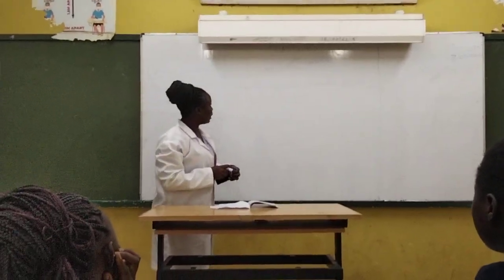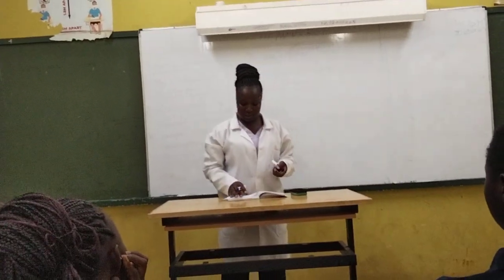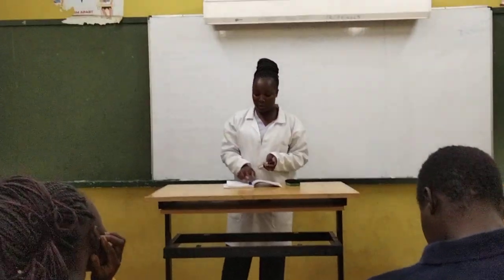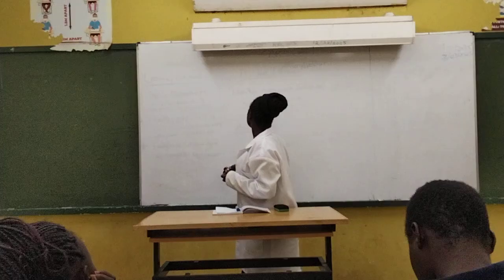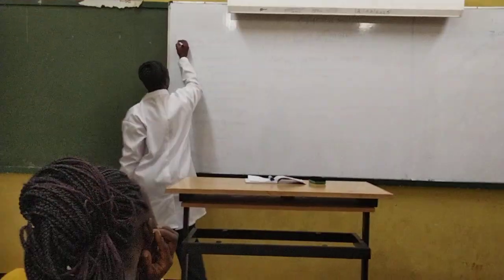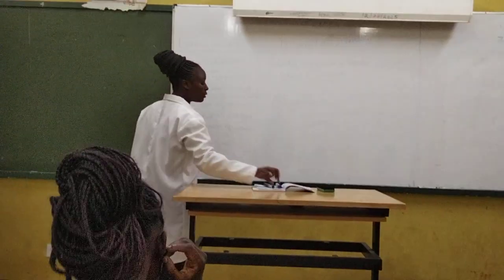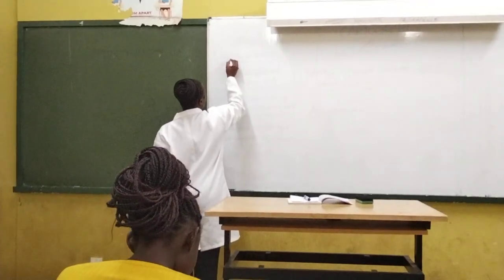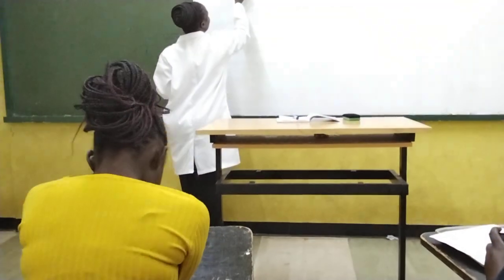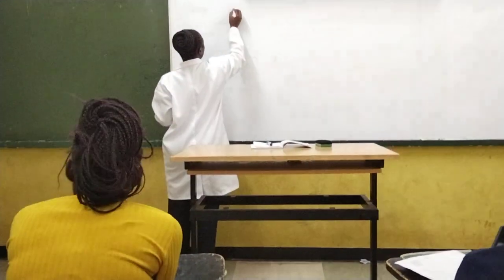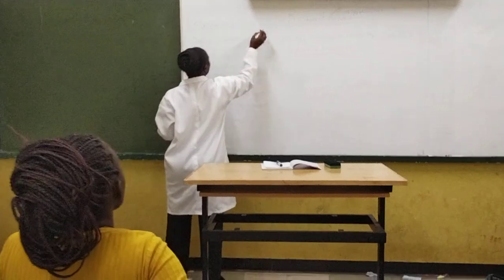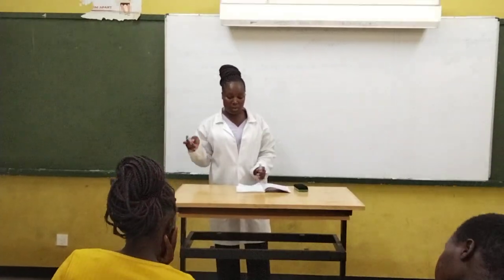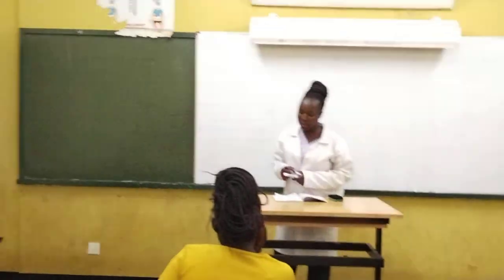Before we go to map compilation, let's take a small review of what we did the other time. We talked about maps and plans. How did we define a map? What is a map? A map is a representation, usually on a plane surface, showing all parts of the earth. That's correct.